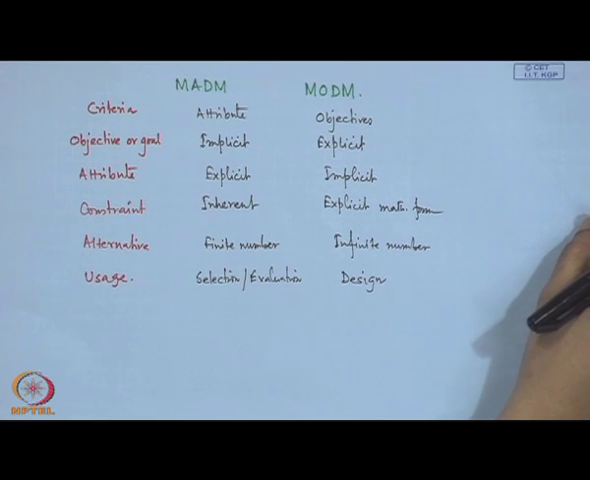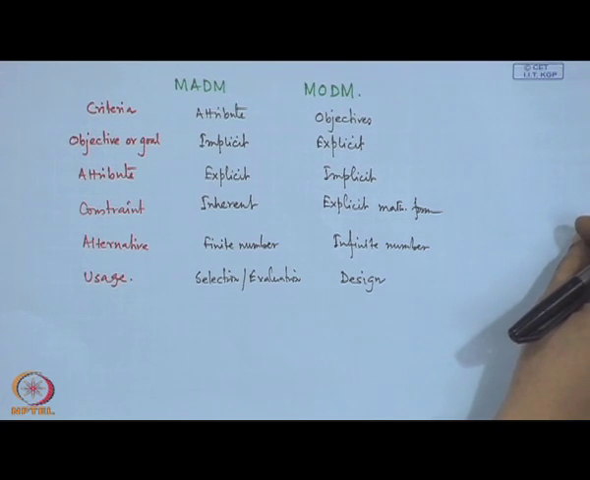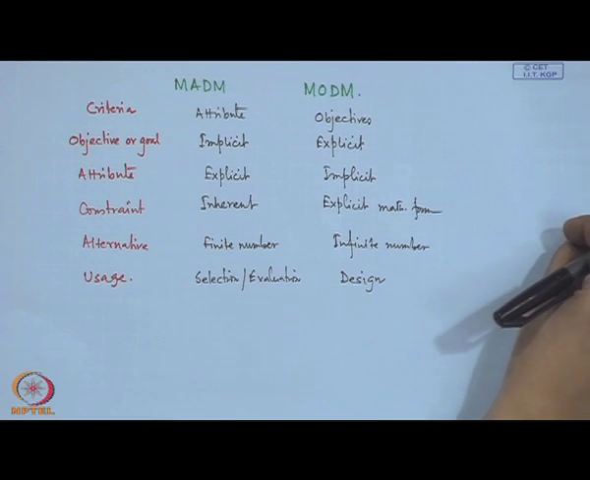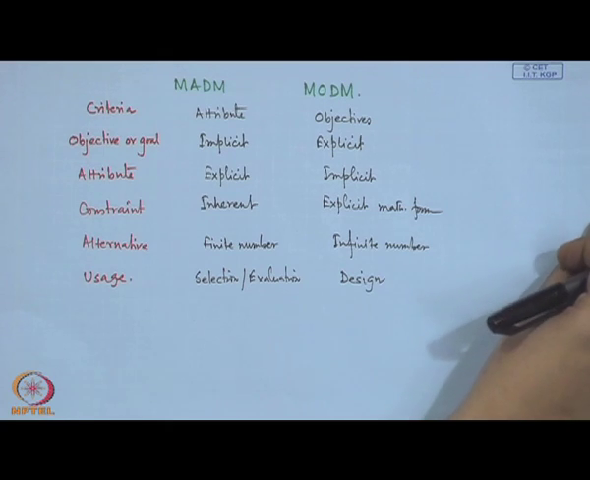We have a specific mathematical formulation for the objective functions, but in the multi-attribute decision making problem the objectives are implicit in nature. Multi-attribute decision making considers attributes which are in explicit form, whereas in the multi-objective decision making problem the attributes are all implicit in nature.